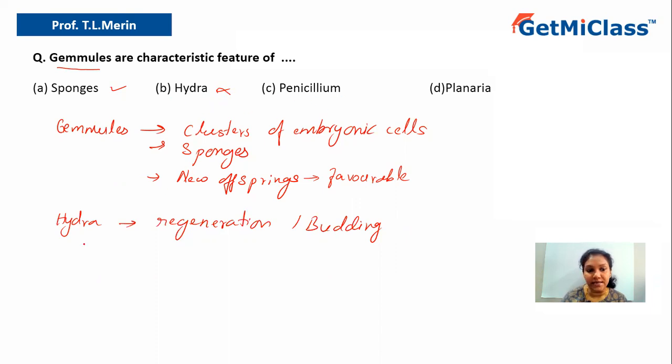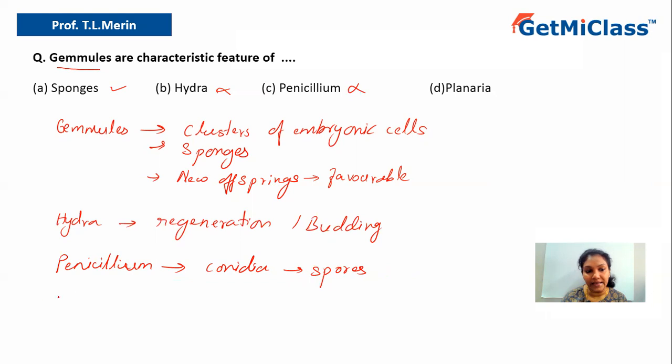Option C says Penicillium. So what do you understand by Penicillium? Penicillium is a type of fungus, and it reproduces by bearing a special type of structure called conidia, and these contain spores. These spores will germinate and give rise to new offspring. Of course, these do not contain gemmules. Hence, option C is also ruled out.